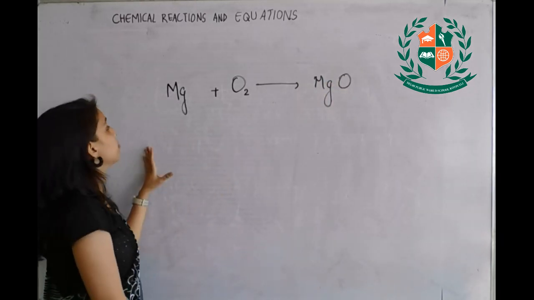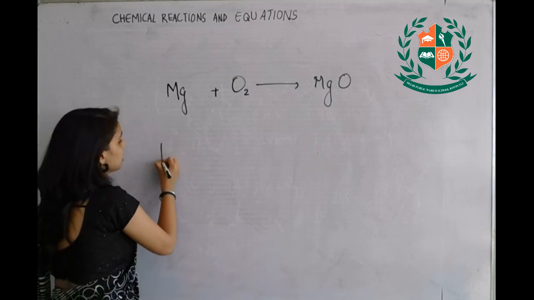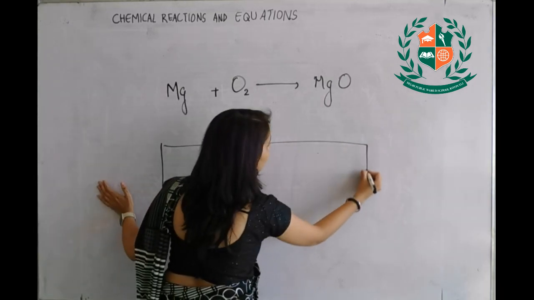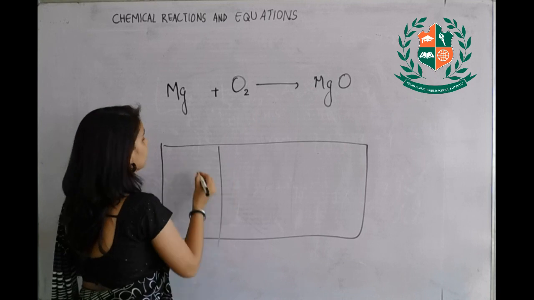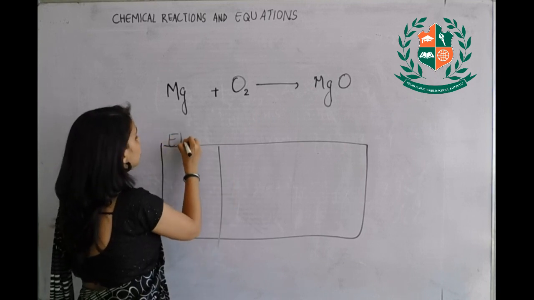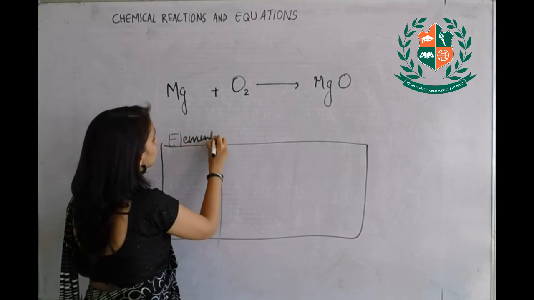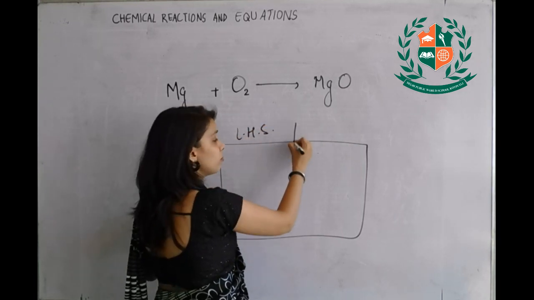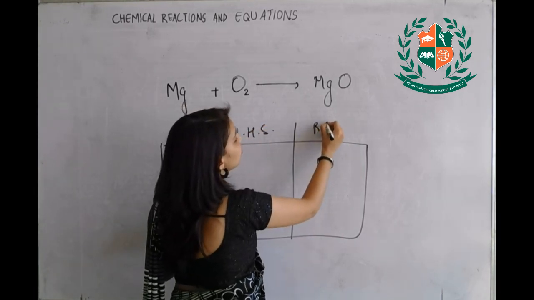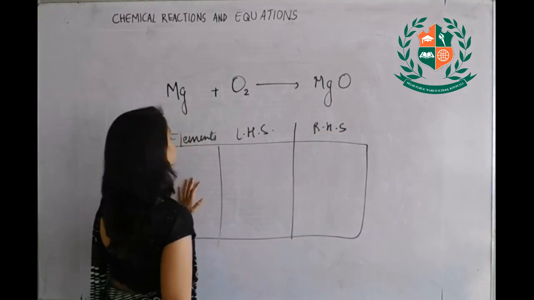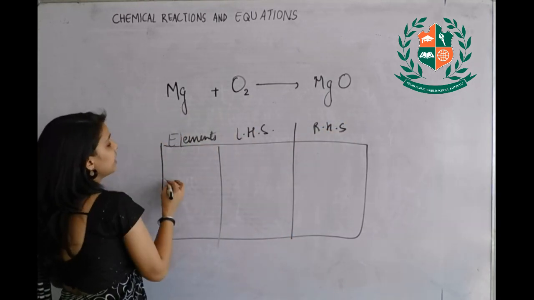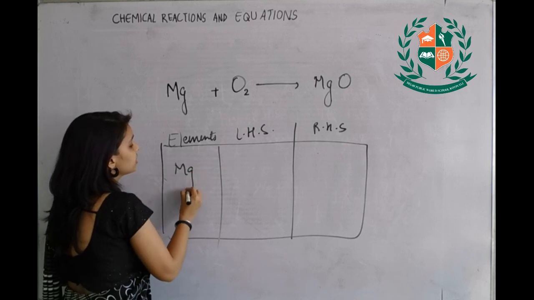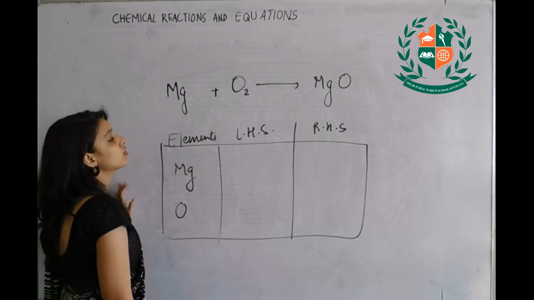First would be making a table. And how do we make the table? We make 3 rows. In the first, we write down the elements. In the second, we write down the number of atoms on the left hand side, and in the third, the number of atoms on the right hand side. So what elements do we have? First we have magnesium, then we have oxygen.